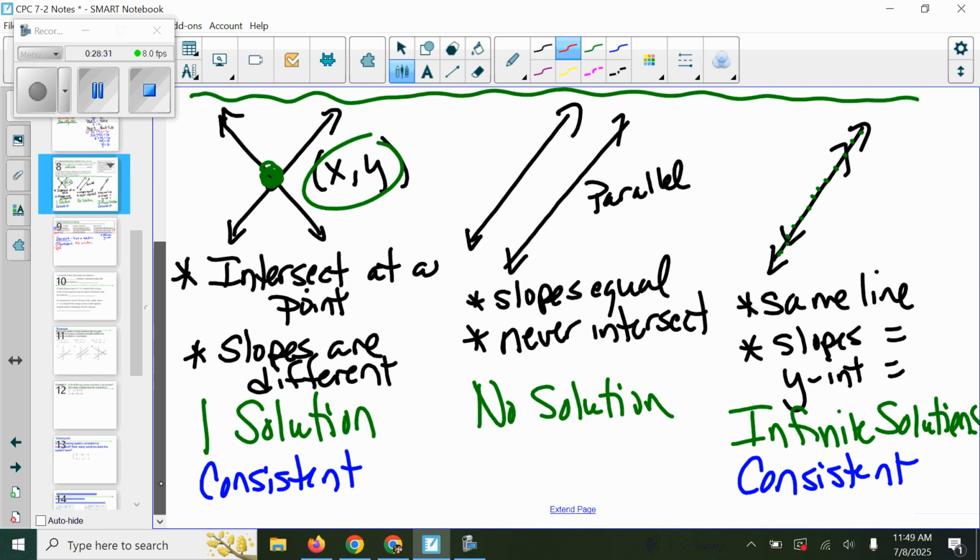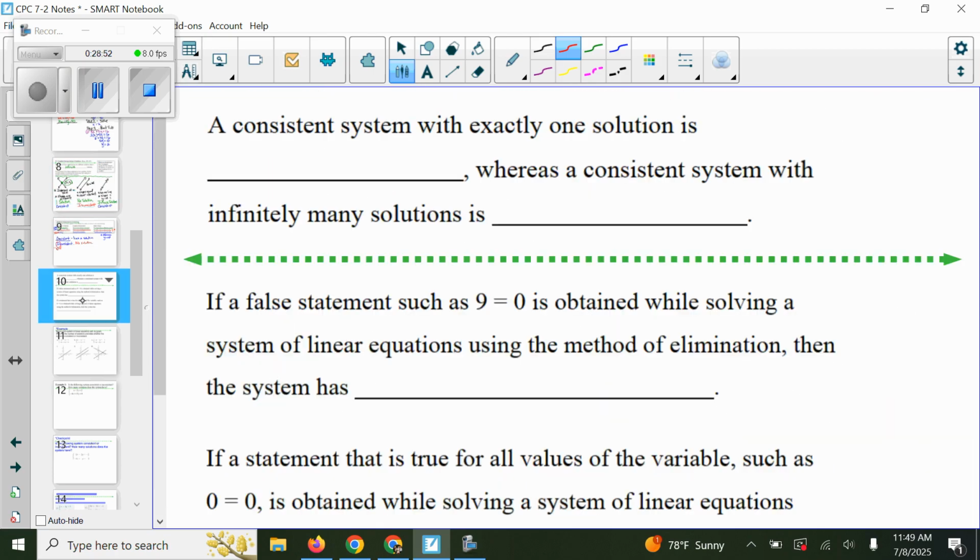So the parallel lines would be inconsistent. All right, so one of the words that we can use to describe a system is consistent versus inconsistent. Either it has a solution or it doesn't. So most of the time people are okay with that. We can also describe when you do have a solution, how many you have by using a word as well. So we're going to get into those definitions.